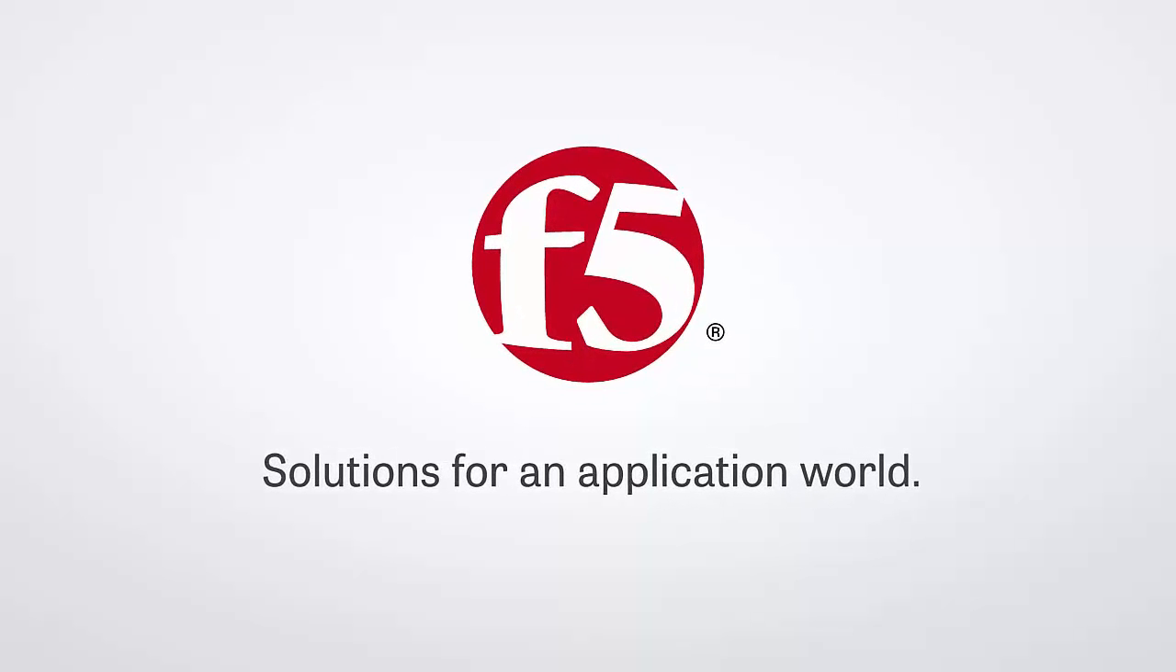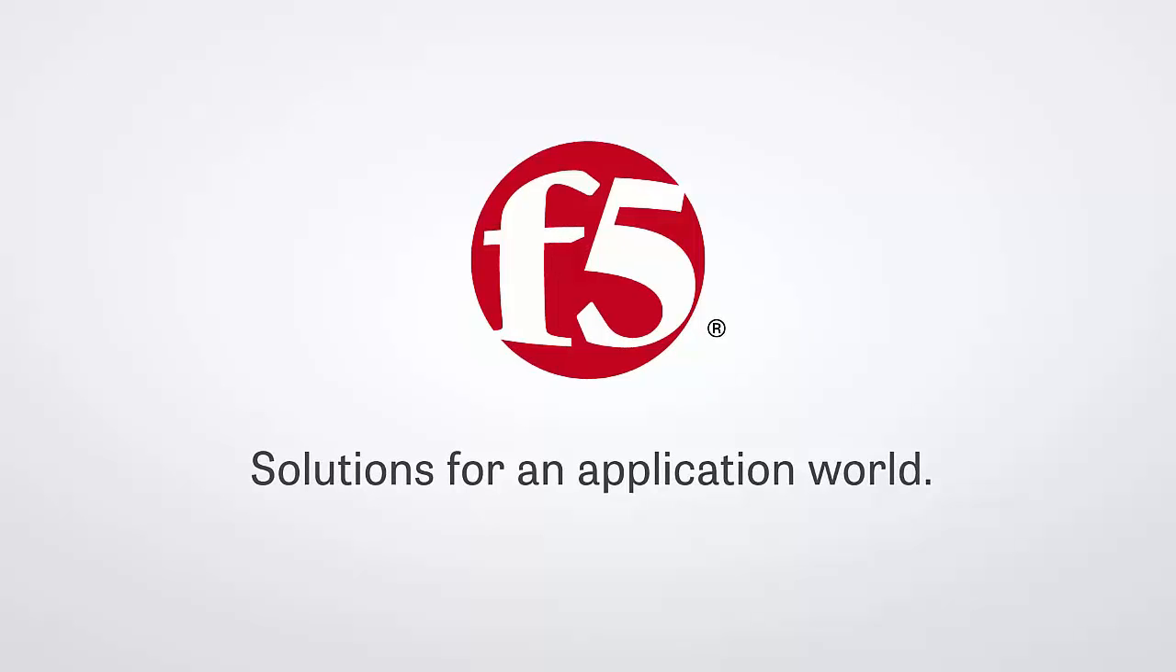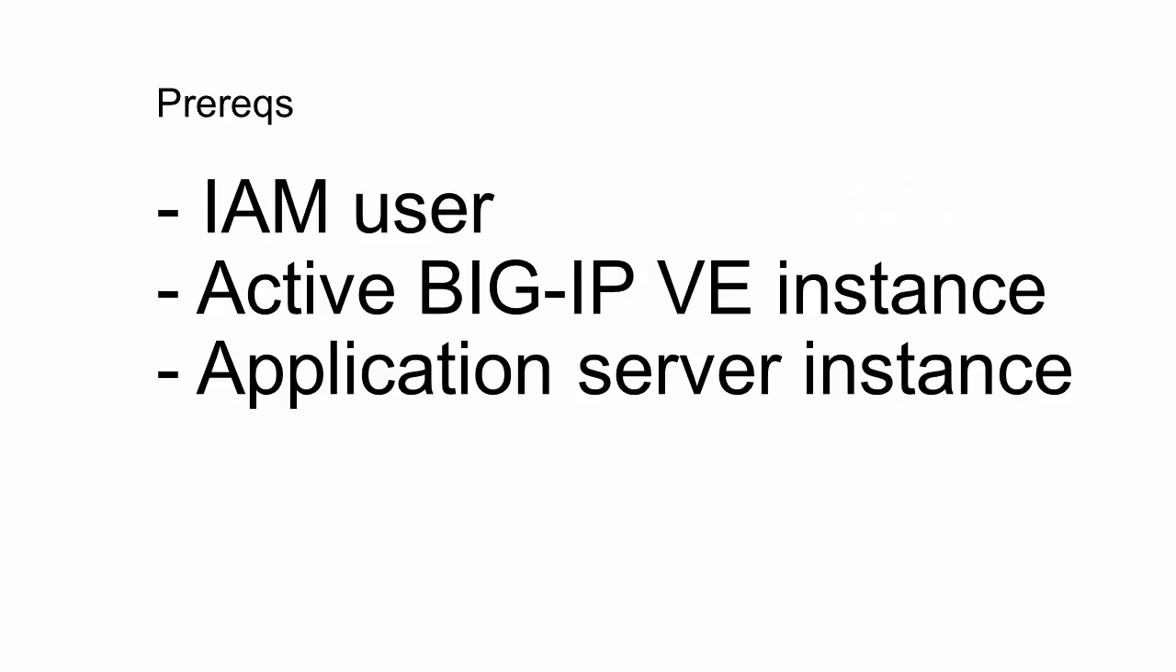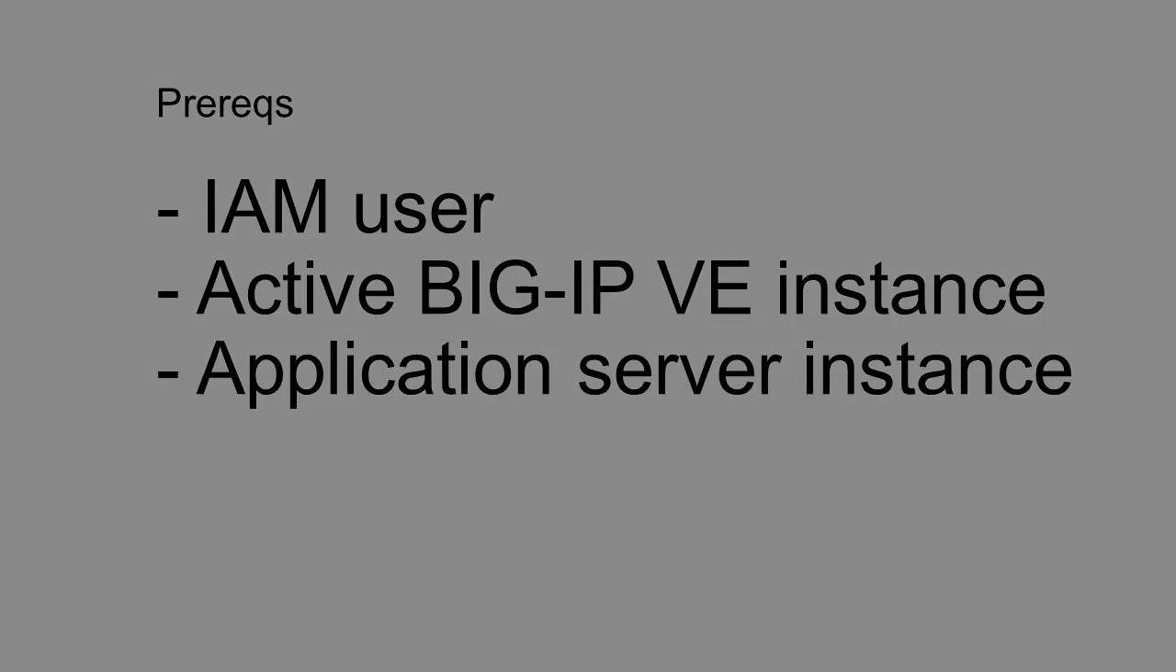In this video, I'll show you how to configure pool member autoscaling. The goal is to have application server instances launch and terminate based on criteria I define. Before you start this video, you should have an IAM user with the correct policy assigned. You also need a BIGIP VE instance and an application server instance.